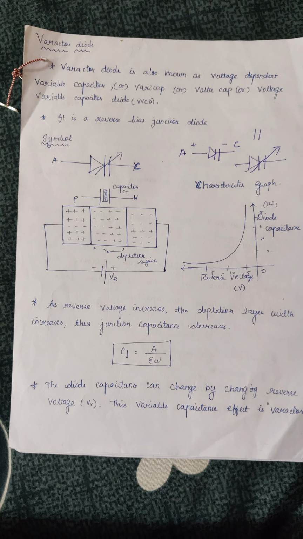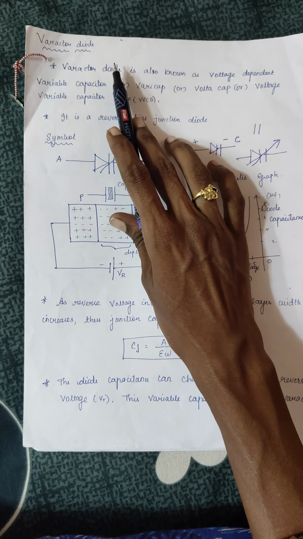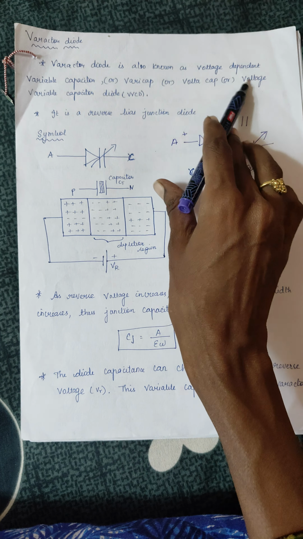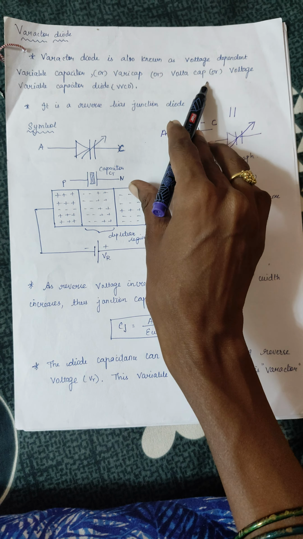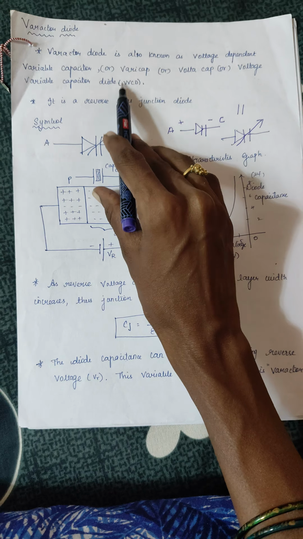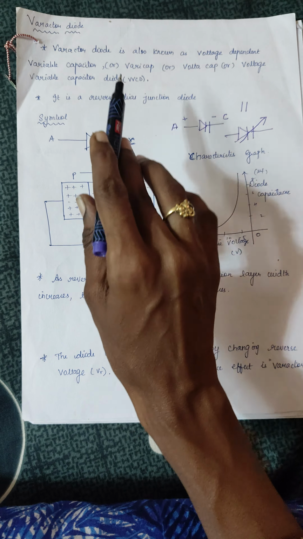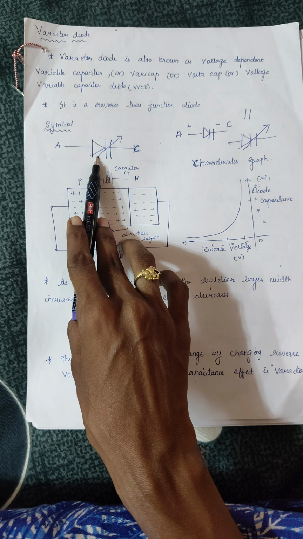So hi, today we are going to see about the Varactor diode, and this is one of the most important topics. This Varactor diode is also called a voltage dependent variable capacitor, varicap, voltocap, or voltage variable capacitor diode. These are all the different names of the Varactor diode. The Varactor diode works under reverse bias. This is the symbol of the Varactor diode.